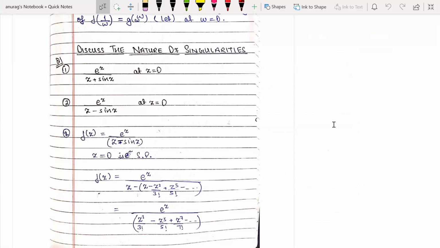I told you the singular point can be classified in two parts. The first part is called an isolated singular point and the second is called a non-isolated singular point. In isolated singular points, we can make three more categories. The first category is called a removable singular point. The second is called a pole, and the third is called an essential singular point.